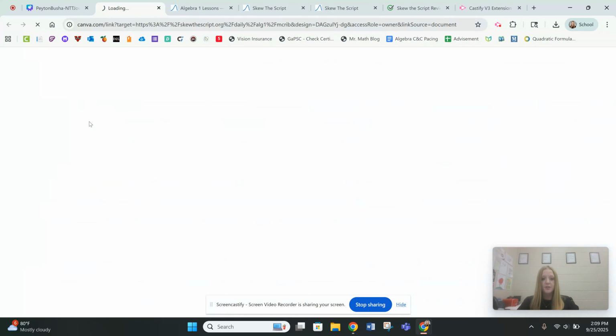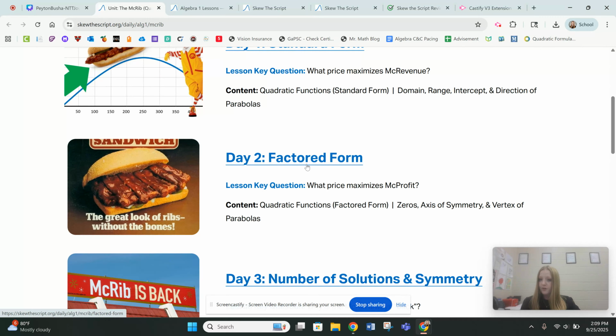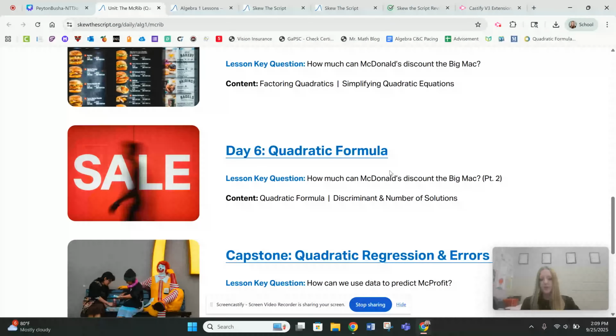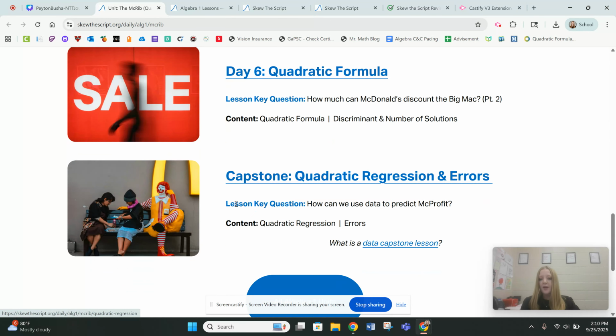Day 1 started in standard form of a quadratic. Day 2 went to factored form. Day 3 was number of solutions and your axis of symmetry. It dug into some of the characteristics a little bit as well. Day 4 had students using vertex form. Day 5 they factored, and day 6 was the quadratic formula. I personally did not use the capstone just because of time purposes. However, I did go through all 6 days of lessons with my students.